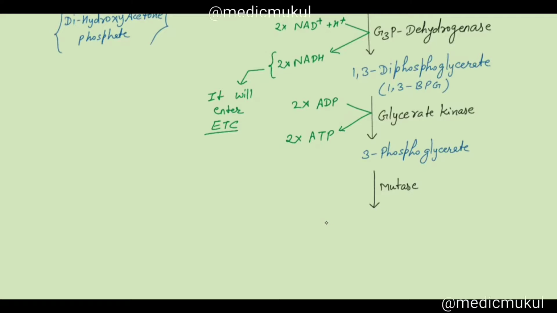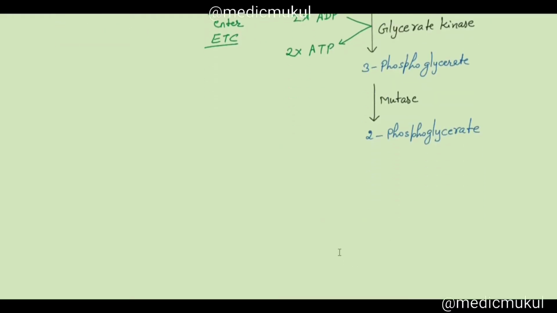Okay, so once you see mutase, what does this enzyme do? They change the position. So when you see mutase, it means the position will change. So 3-phosphoglycerate will convert into 2-phosphoglycerate. The position changes, so mutase is required to change the position.